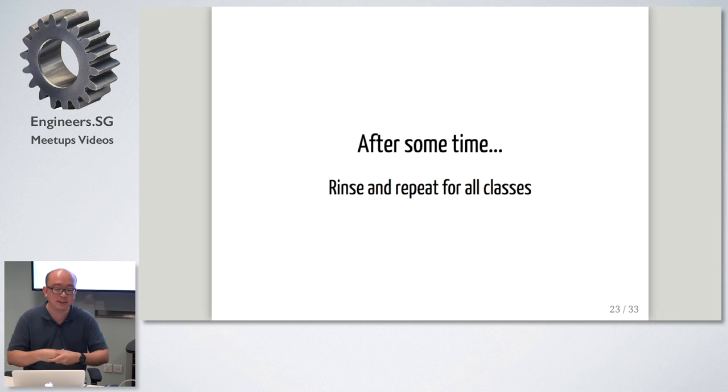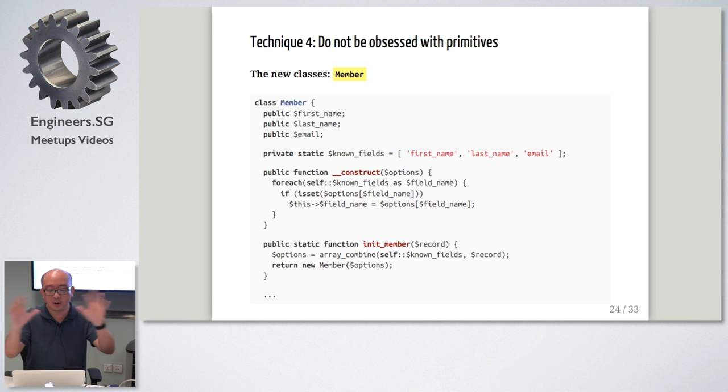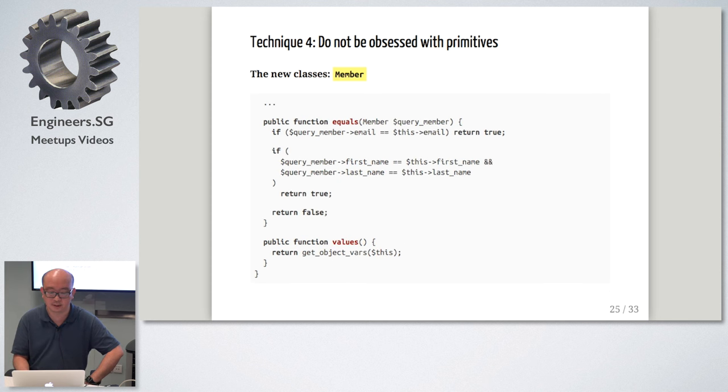After some time, you basically rinse and repeat for all the tests. After working through all the different classes, this is kind of the final implementation. The member itself again has the known fields, the same thing. I also initialize a member. Basically, I want a way of initializing a record easily. So I pass in a record or array of sorts, construct the member and return a new member. It's kind of like a factory method. You'll understand why I need this going further down.